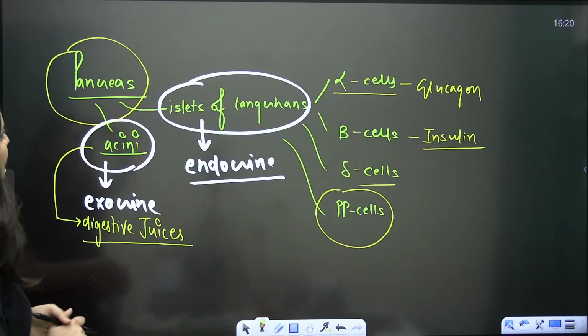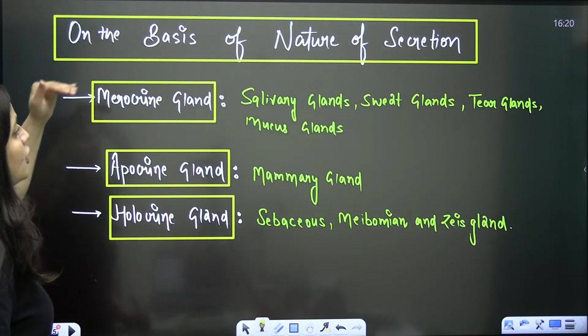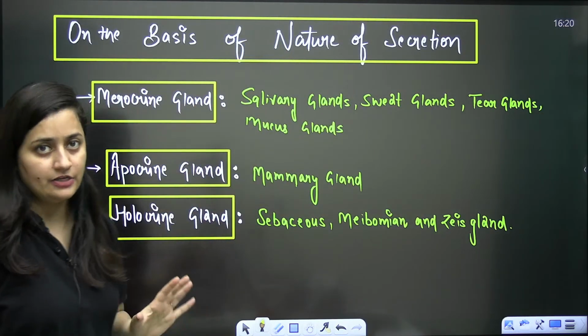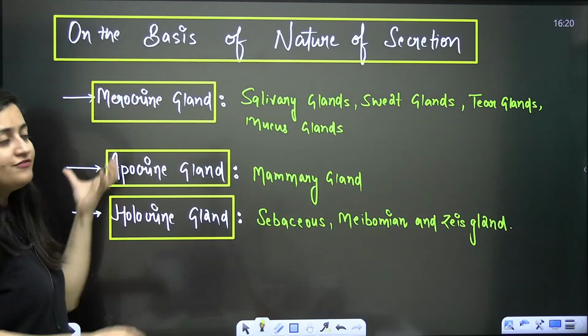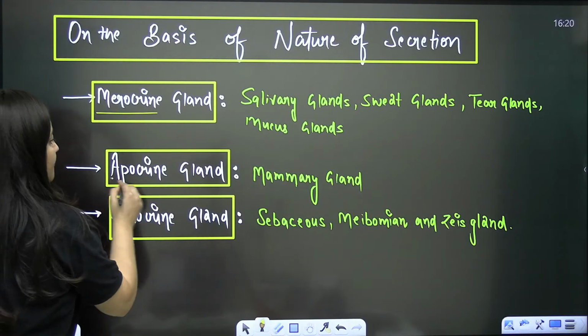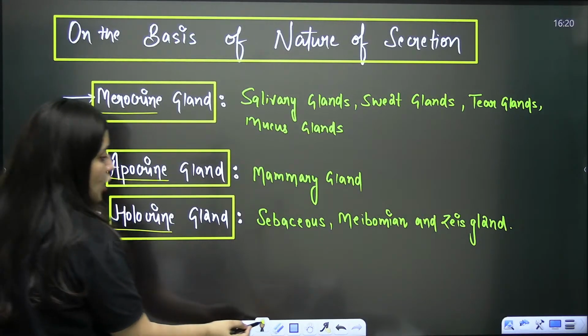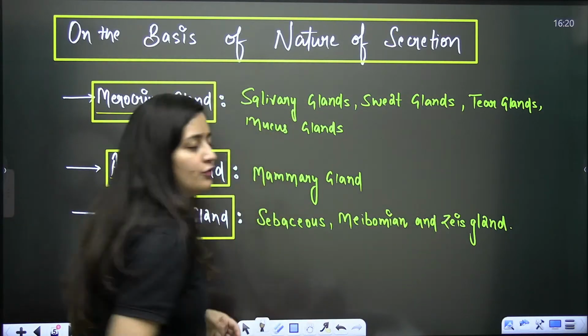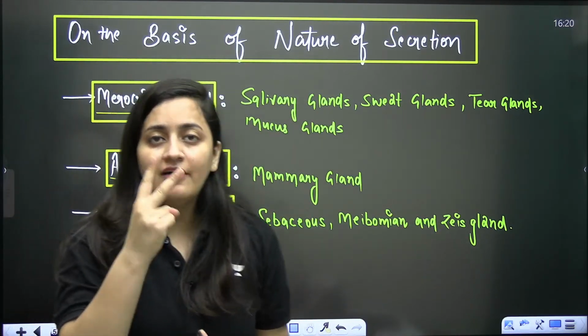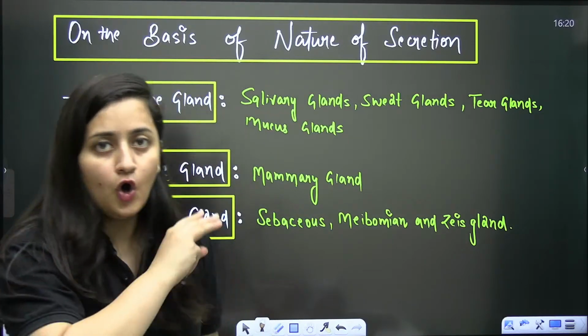The next portion is on the basis of the nature of secretion. On the basis of the nature of secretion, we have the merocrine gland, the apocrine gland, and the holocrine gland.